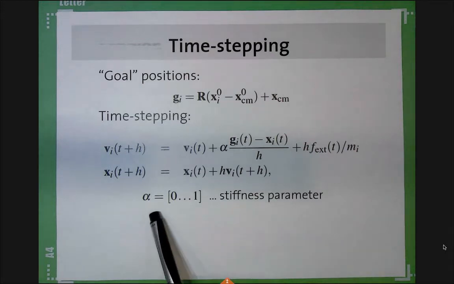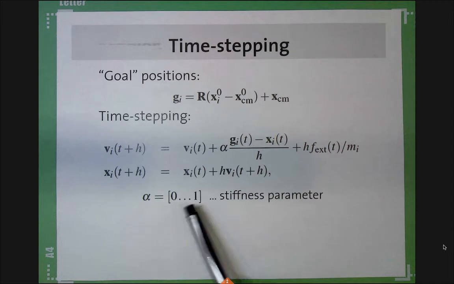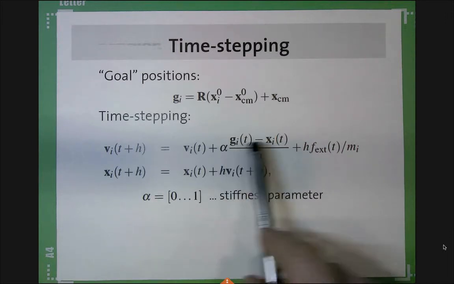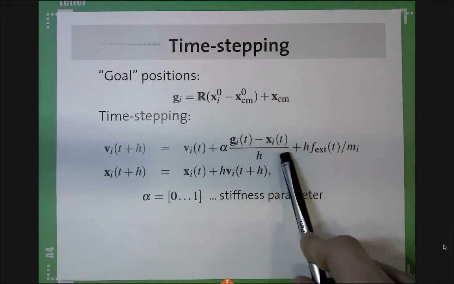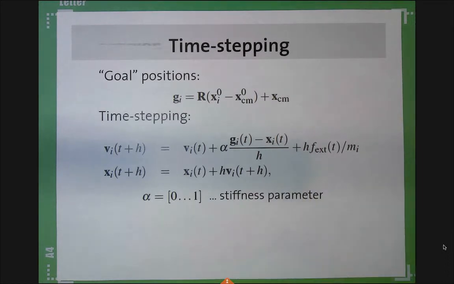And there is a parameter to control that. So if I set alpha to 1, then it means that I want it to be as rigid as possible, modulo the external forces. And alpha equals 0 means that there will be no internal force, that the points can go to whatever they want. In that case, it probably will not look very nice, right? But you can still do that.